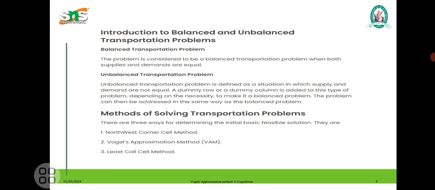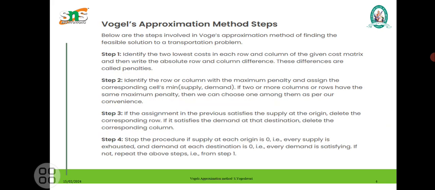Method of solving a transportation problem. There are three ways of determining the initial basic feasible solution. They are the northwest corner method, Vogel's approximation method, and the least cost method.